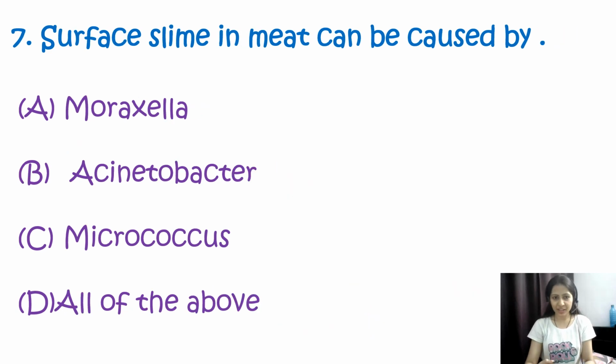So question number 7. Surface slime in meat can be caused by, so options are Moraxella, Acinetobacter, Micrococcus or all of the above. So this surface slime in meat can be caused by Moraxella species, Acinetobacter species and Micrococcus species. So over here my correct option is D, that is all of the above. Actually they form a biofilm layer over the surface of the meat, which reduces the quality and the safety of the meat also. So my correct option is D, that is all of the above.